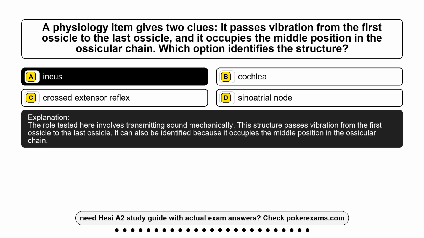The role tested here involves transmitting sound mechanically. This structure passes vibration from the first ossicle to the last ossicle. It can also be identified because it occupies the middle position in the ossicular chain.